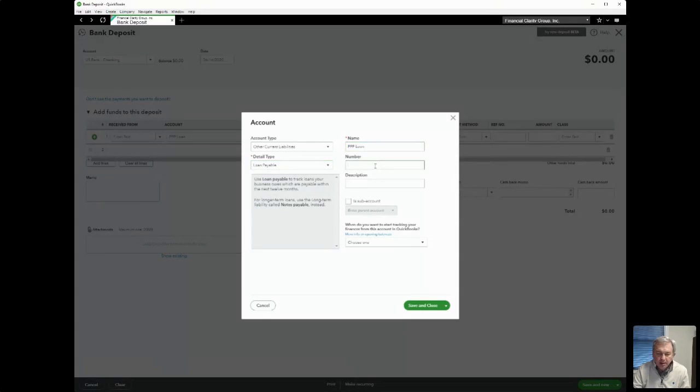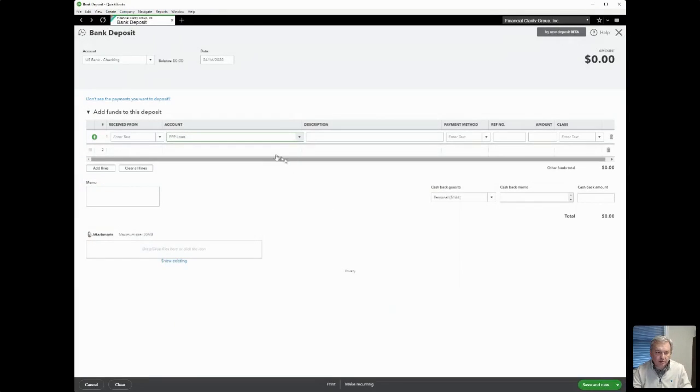Again, for the name, if you use general ledger numbers, you would put it here. More than likely, it's going to start with a 2, like a 2050 or something like that, because it's a liability account. You can put a description in if you wish, and then save and close. So now you can use that account. You can put a description in here if you want. Payment method really doesn't matter. The reference number doesn't matter. The amount of the deposit will match what went into your bank.